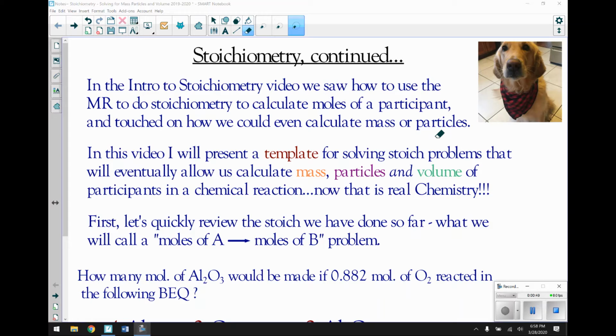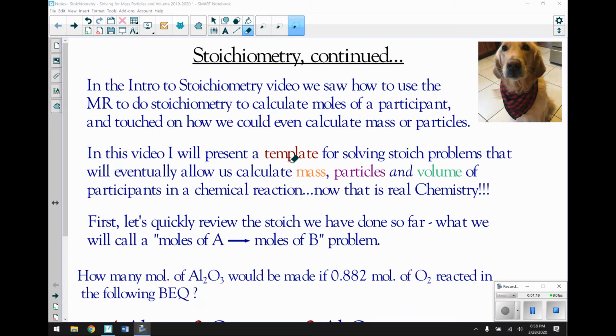Okay, it turns out that there are many kinds of stoichiometry problems, not just ones where we calculate moles, as we did on the last worksheet. And so we're going to be learning in this video, part 1 and part 2, how to calculate mass, particles, and volume. Now, because that's a lot of units, we've done moles already. We're going to learn how to calculate mass, particles, and volume.